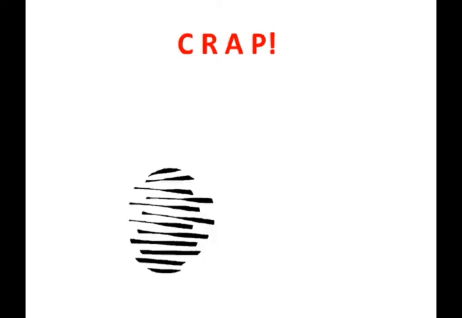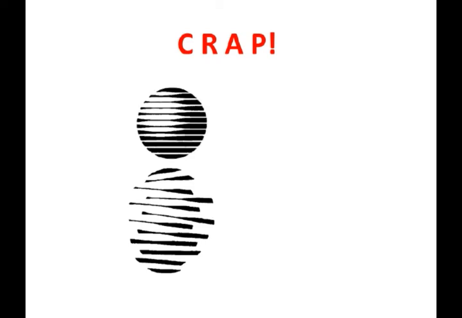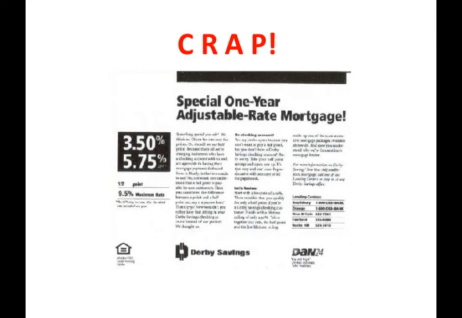Disconnected visuals have the same effect as poorly crafted sentences. They leave the reader confused and without a point of reference. Well-placed visuals where all of the pieces come together to create a whole, create meaning. Take, for example, this special one-year adjustable rate mortgage. Well, we know that's a problem anyways. This is pre-2008 in the housing bubble crash.